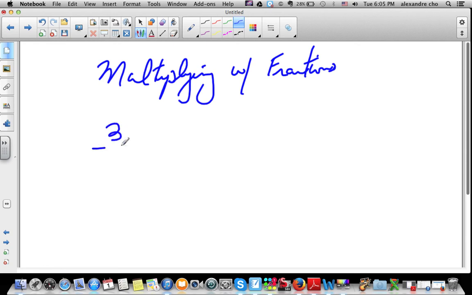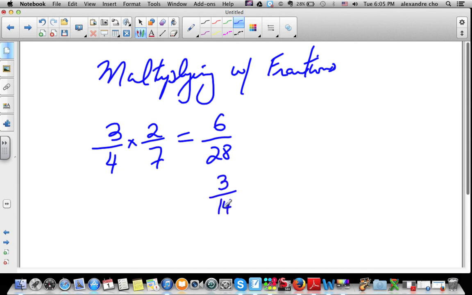So let's take an example here. 3/4 times, I don't know, 2/7. They're multiplying fractions. Okay, the rule is just numerator times numerator, denominator times denominator. And 3 times 2 is 6. 4 times 7 is 28. Which you can simplify to 3 over 14. Okay. We'll do another on the side.